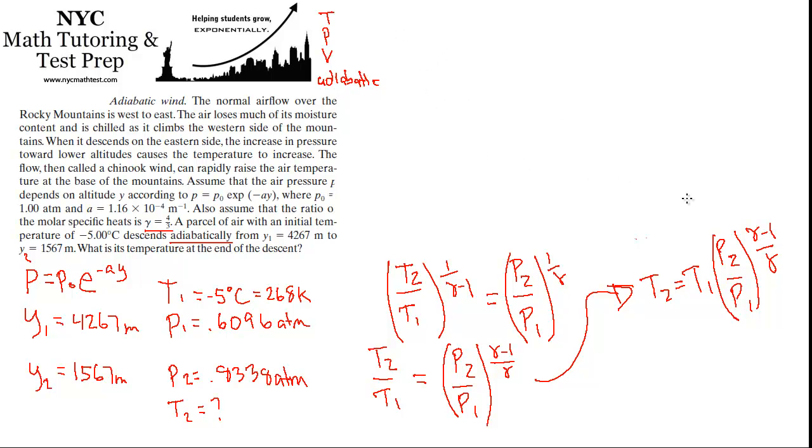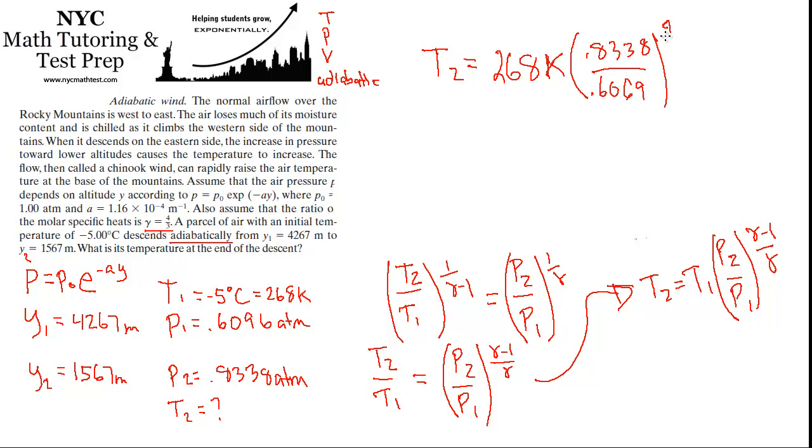And let's plug in our numbers, right? We have T1, P2, P1. We know all those things, and we know gamma is 4/3. So T2 is going to equal T1 in Kelvin. Can't say it enough. 268 Kelvins, times the ratio of the pressures, which is P2, 0.8338 divided by 0.6069, all to the 4/3 minus 1 all over 4/3, and this is all in the exponent, so I just wanted to write it big enough to see it.